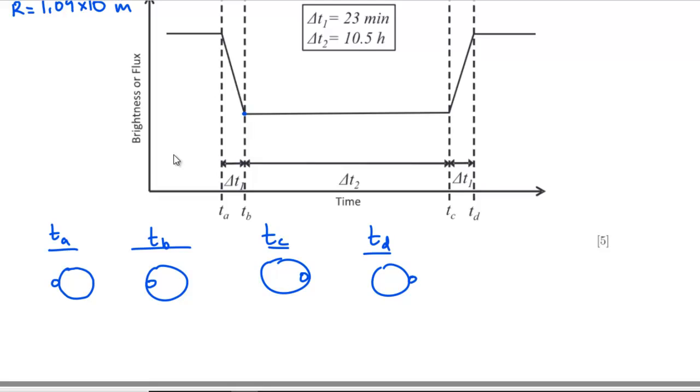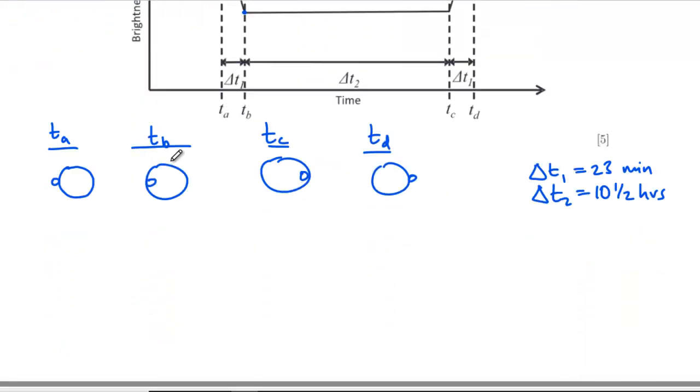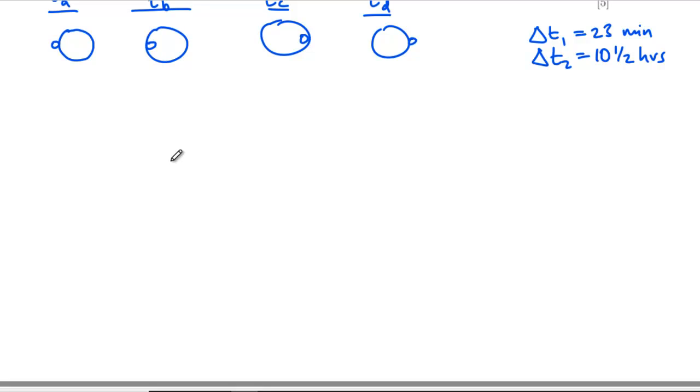So off of all of that, we should be able to work out what all of these bits and bobs are, right? So let's write these things down so I can scroll a little bit more. So delta T1 is 23 minutes. That's while the planet is in transit on the edge, on the limb of the star. And then delta T2, we've got 10.5 hours. Right, so I can scroll down a bit more. What are we working out? Oh yeah, the radii of the star and the planet.